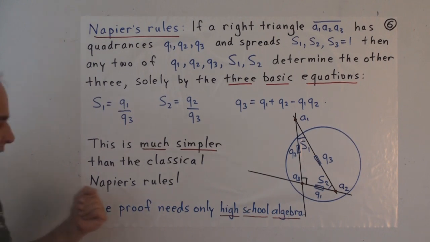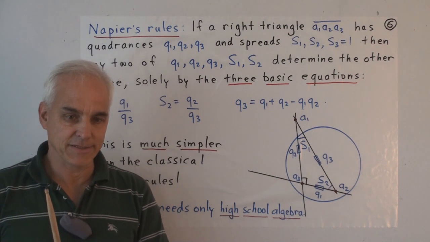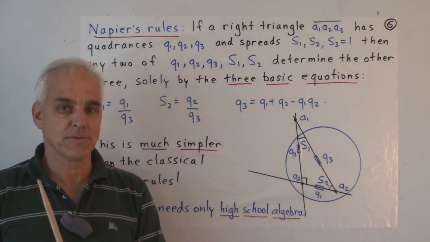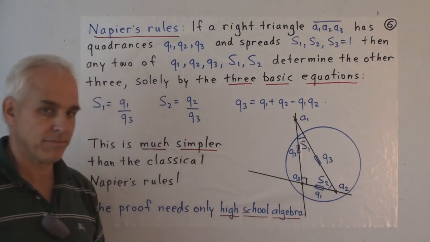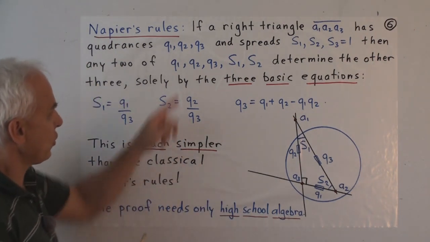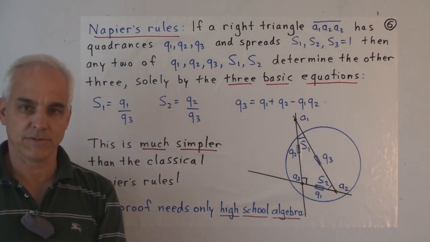The proof requires only high school algebra. So it's a purely algebraic exercise that you could give a high school class. You could say, ladies and gentlemen, here are 3 equations. Now suppose that I give you Q2 and S1. Solve for the other three variables.